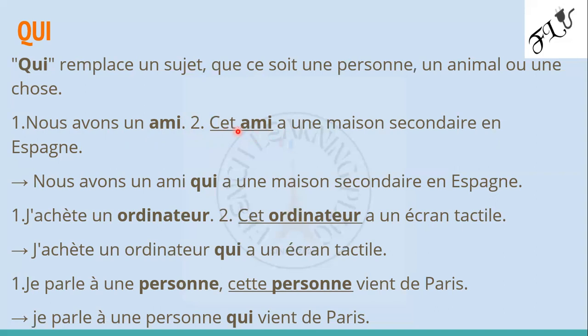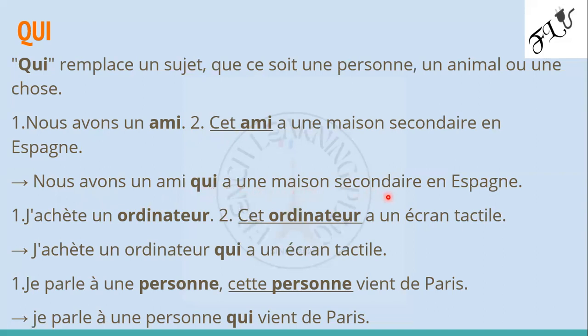Look at where it's placed. What is its function in that sentence? So cet ami here acts as the subject of that sentence. Therefore, the best relative pronoun to use in replacing ami is going to be qui, because qui replaces the subject of the sentence. So ami will be replaced with qui. Then we can now say nous avons un ami qui a une maison secondaire en Espagne.